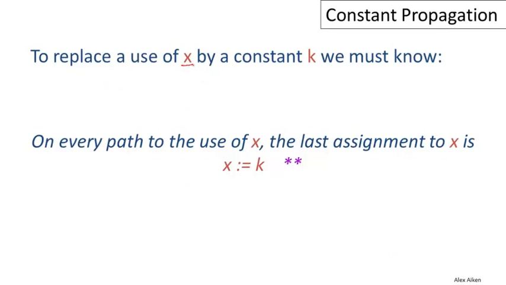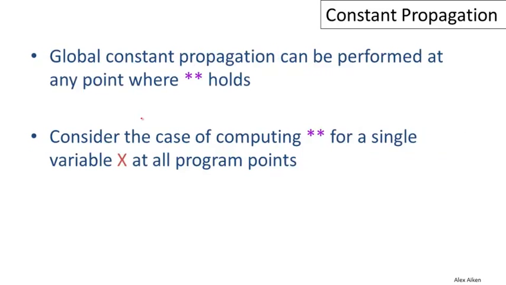So to replace a use of a variable x by a constant k, we have to know the following property: that on every path to the use of x, the last assignment to the variable x is x equals the constant k. And this has to be true again on every path to the use of x. Now, global constant propagation can be performed at any point where this property holds.